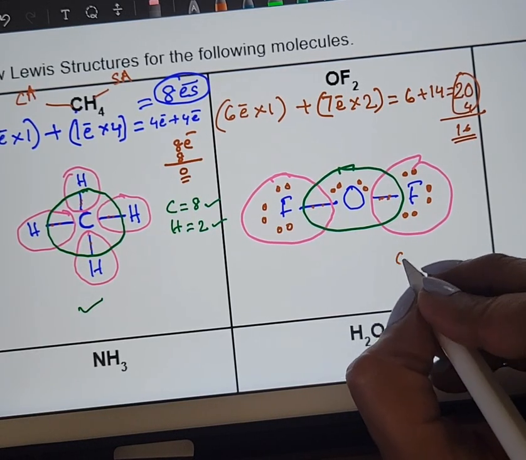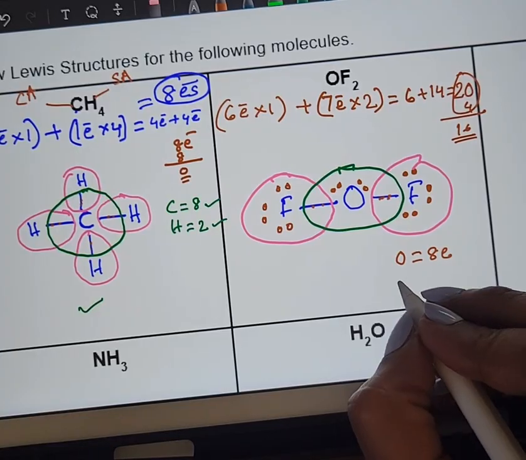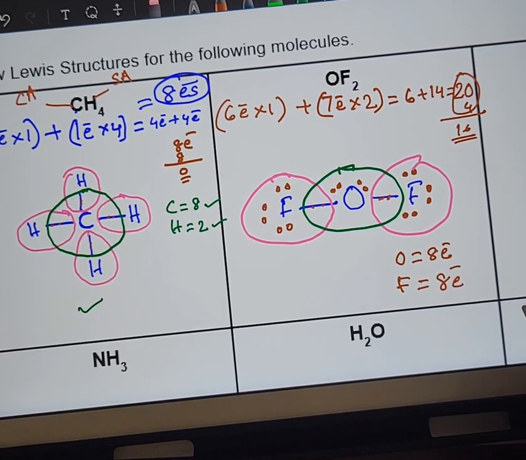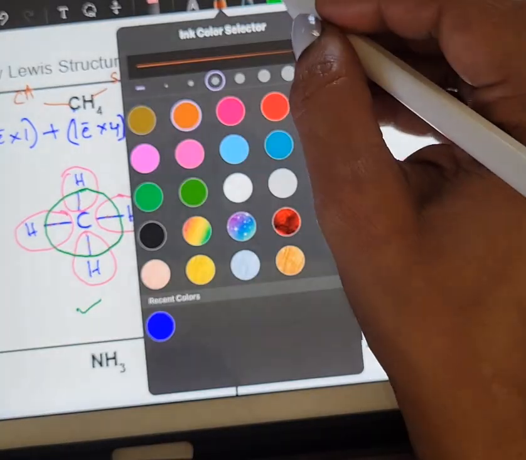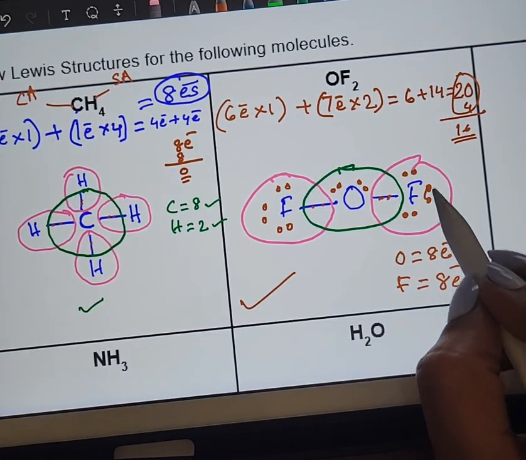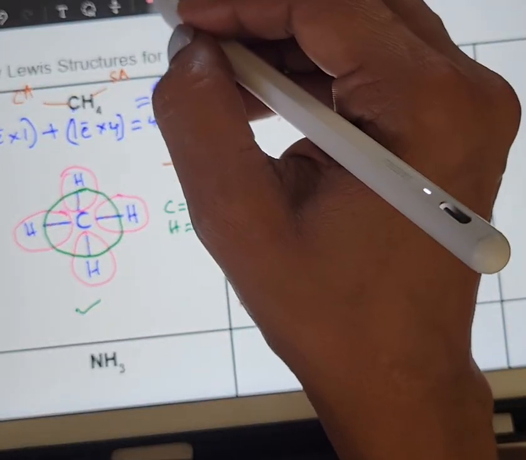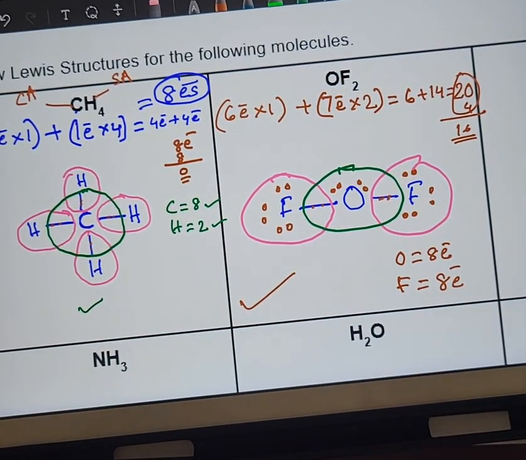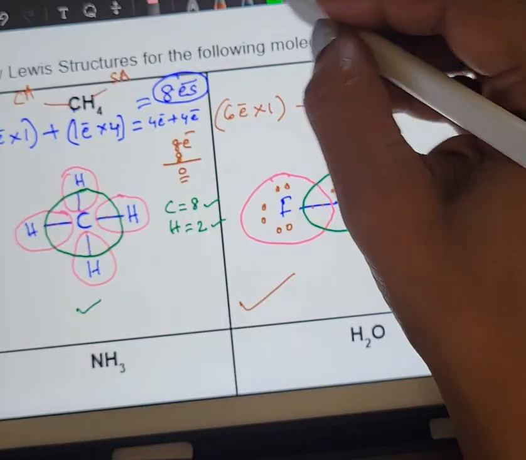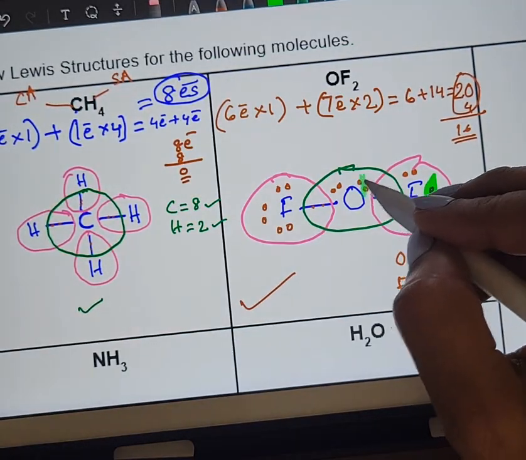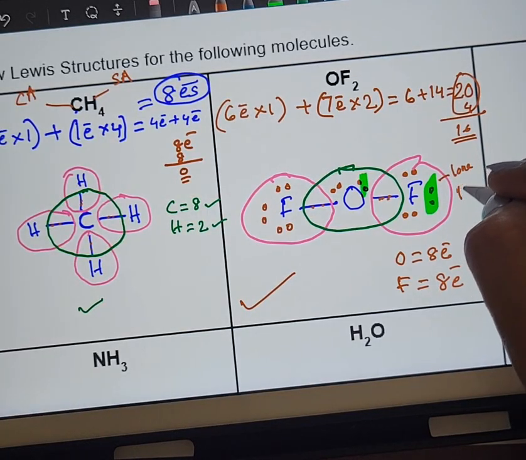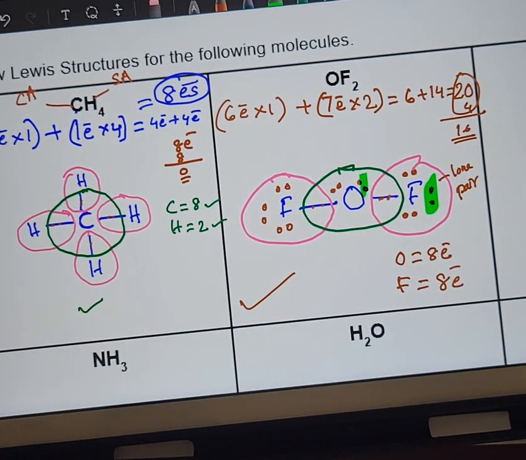So I'm going to write oxygen has 8 electrons. Fluorine also has 8 electrons. So they both are happy. So the structure is correct. Okay, so those who want to label the pair of electrons, all these pairs are called lone pairs, if you want to write that somewhere, because they are alone.